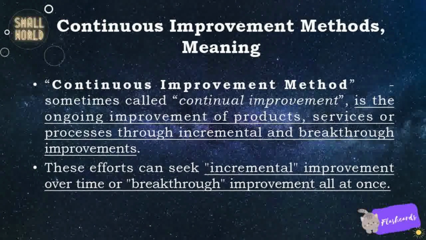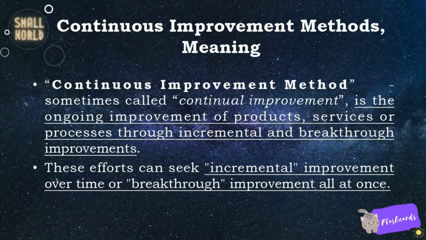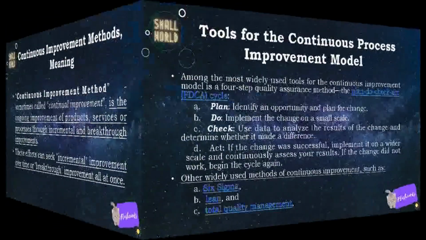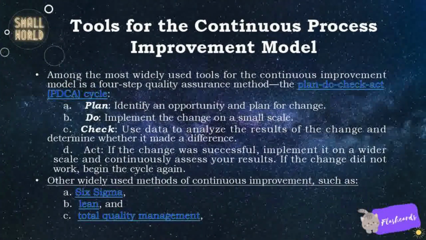Continuous improvement methods, meaning. Continuous improvement, sometimes called continual improvement, is the ongoing improvement of products, services, or processes through incremental and breakthrough improvements. These efforts can seek incremental improvement over time or breakthrough improvement all at once.